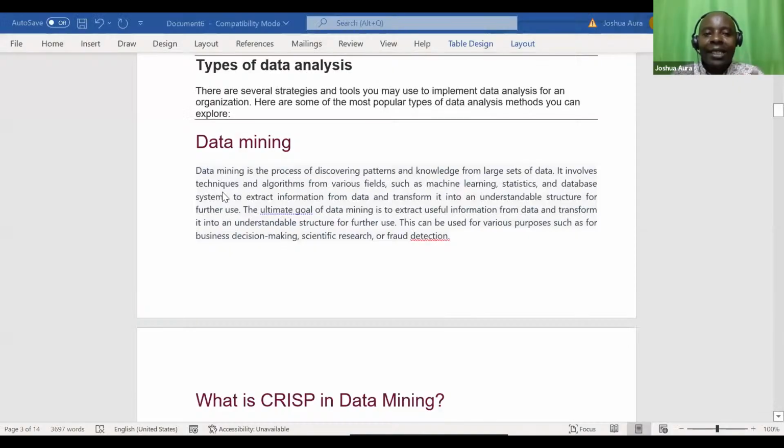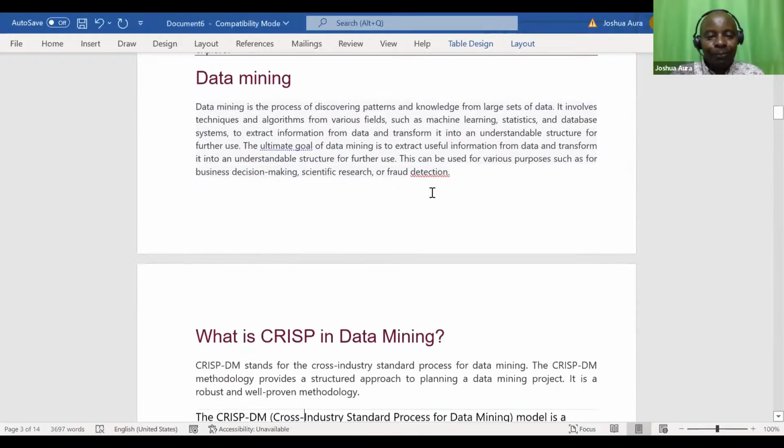So I'm repeating again that data mining is a process of discovering patterns and knowledge from large sets of data. It involves techniques and algorithms. We shall be able to understand what algorithms are from various fields, such as machine learning, statistics, and database systems, to extract information from data and transform it into an understandable structure for further use. That is very important to me.